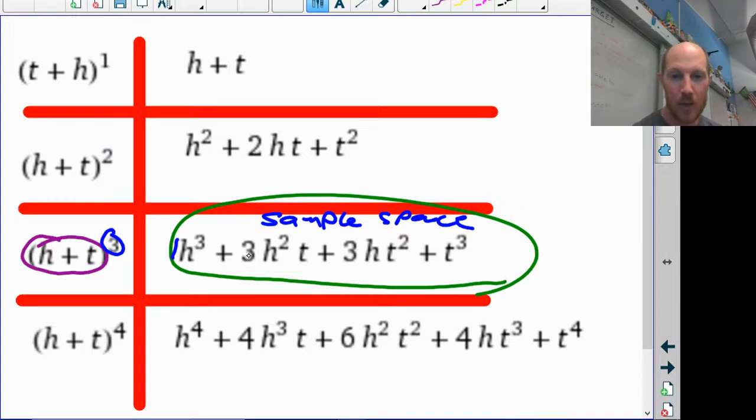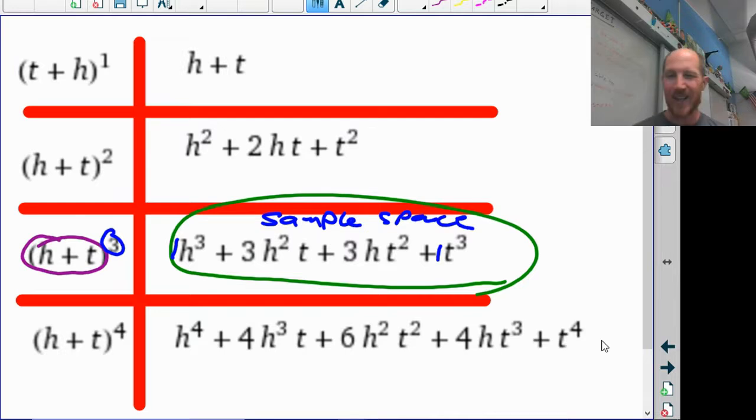And 3 outcomes that give us heads on 2 coins and tails on the other coin, and 3 outcomes that give us heads on 1 coin and tails on 2 coins, and 1 outcome that gives us tails on all 3. Right, so we got the sample space completely described, all of the outcomes and combinations described in that algebraic expression. So we've seen this as an example of polynomial modeling.